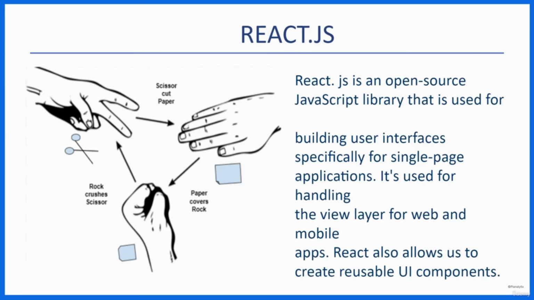React.js. So React.js is an open source JavaScript library that is used for building user interfaces, specifically for single page applications. It's used for handling the view layer for web and mobile apps. React also allows us to create reusable UI components. So we can use it to develop this whole project. Since it is component based, we'll create a number of components like the main component where the full functionality will be there, along with the header component, footer component, etc.